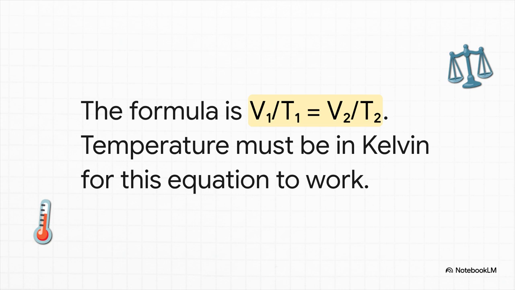So the formula for Charles's law is a ratio. V1 over T1 equals V2 over T2. But here's the crucial part, the non-negotiable part. The temperature has to be in Kelvin. This whole relationship only works if you use that absolute scale that starts at absolute 0.